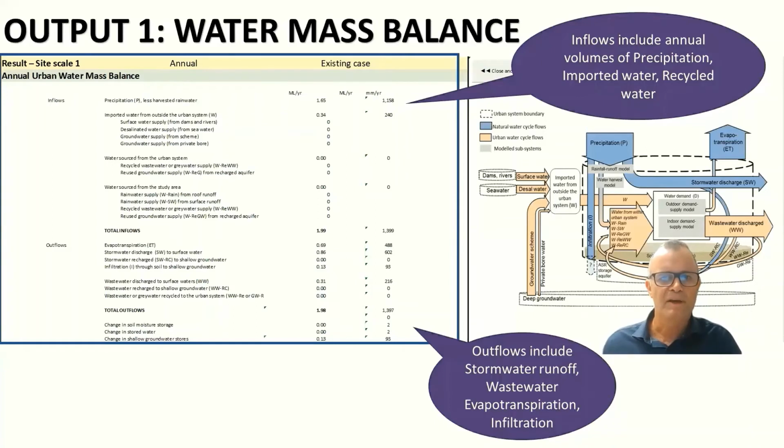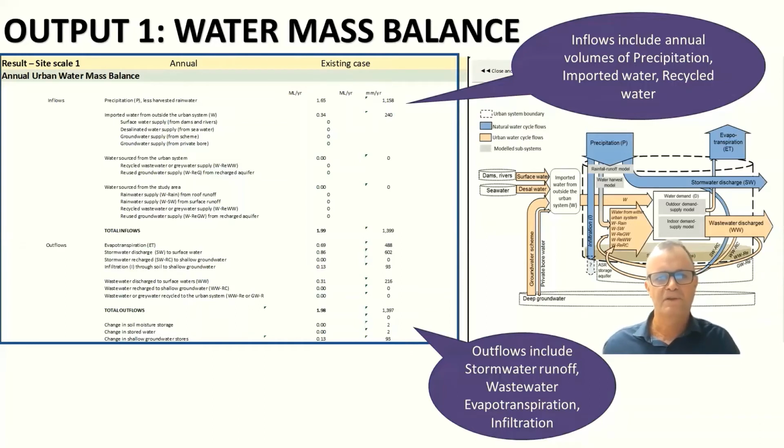Outputs include the water mass balance. So it includes quantification of all inflows, so total megalitres per year of rainfall, also characterised as millimetres per year, imported water into the system, water sourced from within the system, so that's internally harvested water from recycling or stormwater or rainwater capture, and wastewater sourced from the study area or leaving the study area as a sum of total inflows.